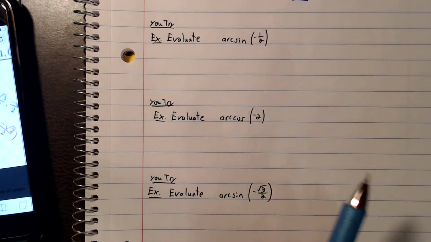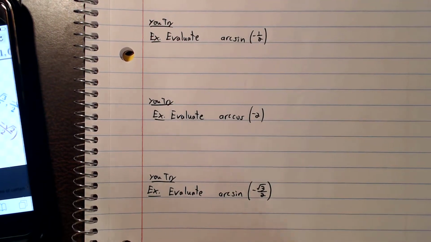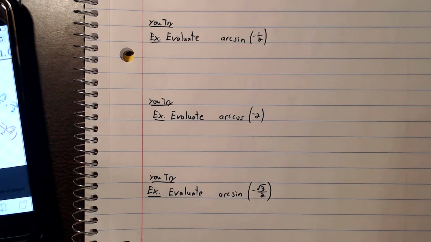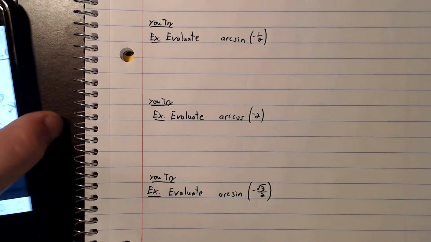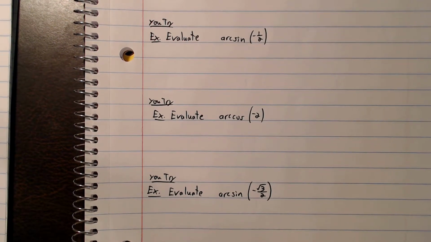So we've got a couple for you to try on your own. The first few are arcsine and arccosine, a little bit easier. So why don't you pause the video, try these 3 out, and resume when you're ready to check your solutions.